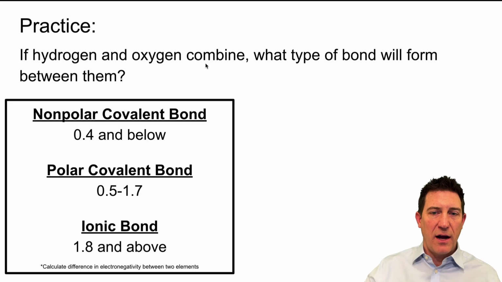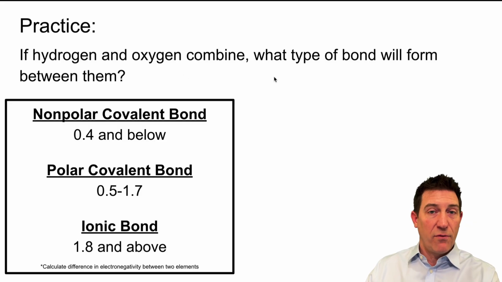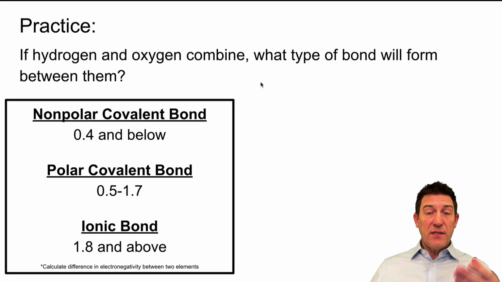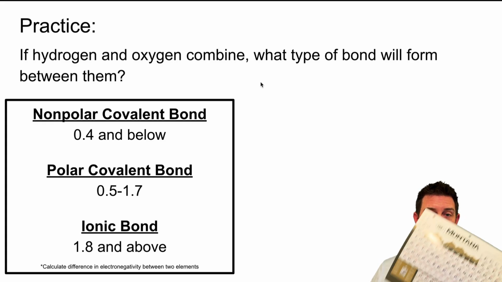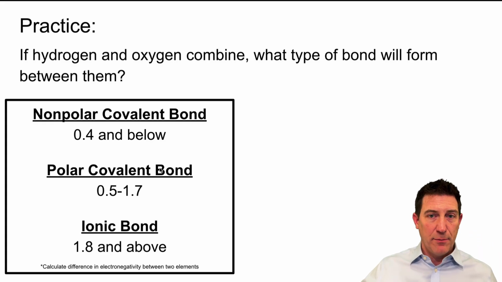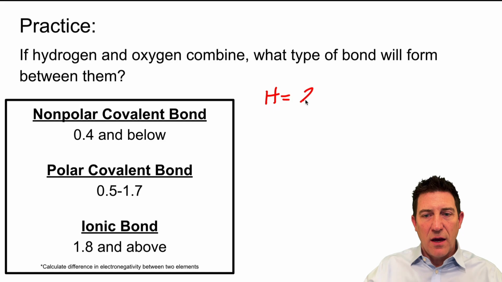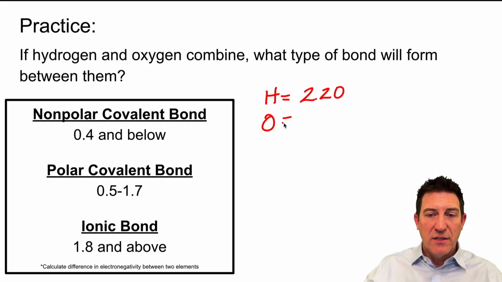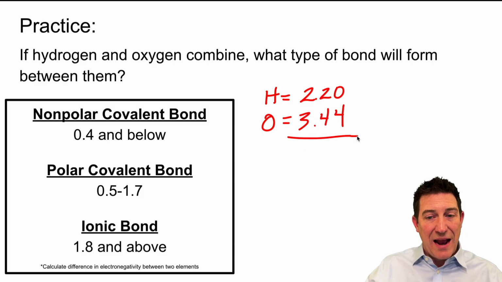Let's go to this then. If hydrogen and oxygen combine, what type of bond will form between them? Now, how do we do this? If we go back to those quick 3 steps, we just need to look them up on the periodic table and find their electronegativity. If I look up hydrogen, I can see that hydrogen has an electronegativity of 2.20. Oxygen has an electronegativity of 3.44. Then I just subtract these to find the difference between them.